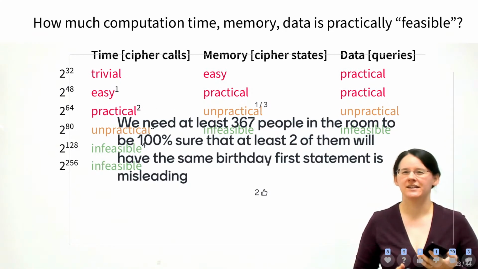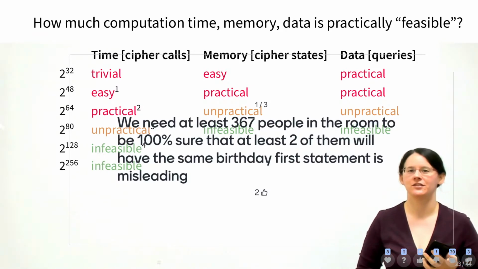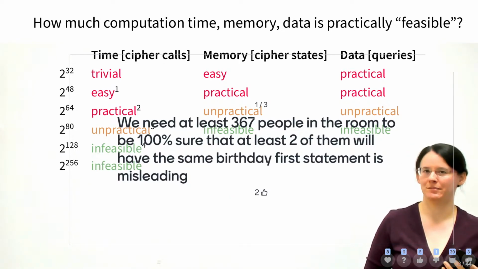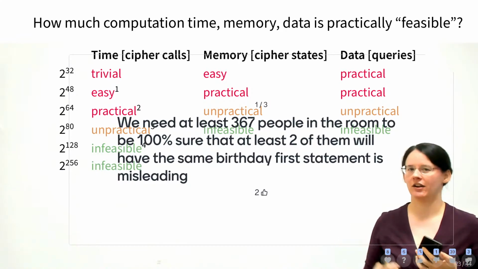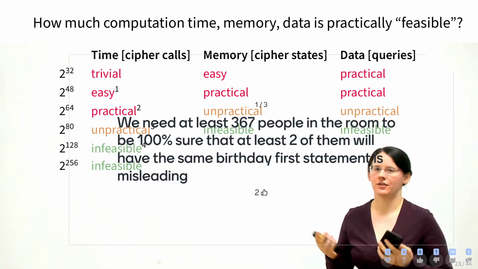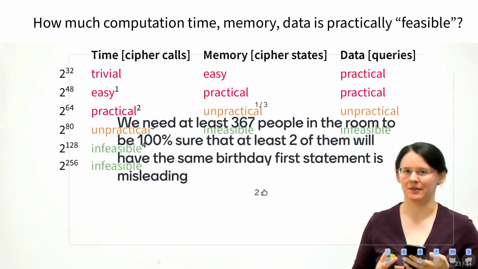Okay, so you need at least 367 people in the room to be 100% sure. Yes, absolutely. So to reach 100%, you need really many people. But if you want only 99%, you can take a lot fewer. If you want only 90%, something like 30 or so is probably already sufficient. I don't have the exact numbers, but something like that.